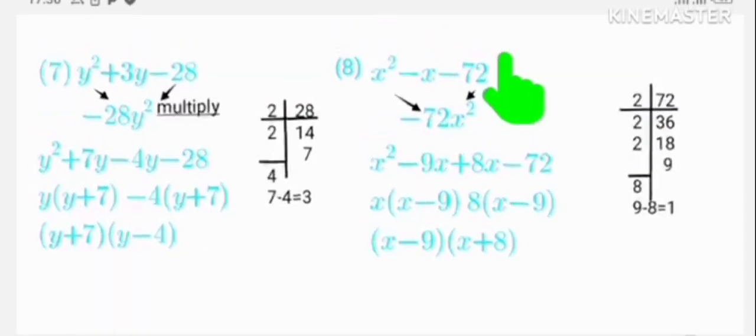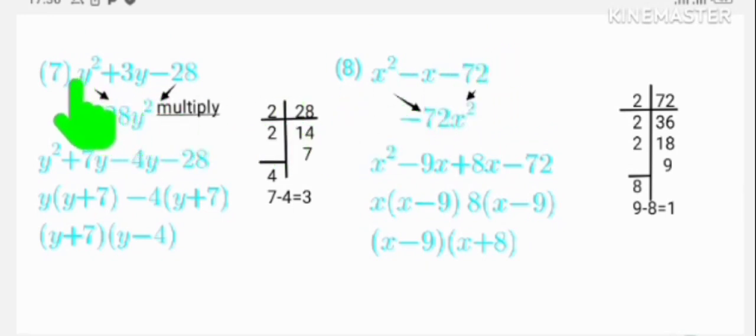Now for number 7, we have what? Y squared plus 3y minus 28. Just like I said earlier on, the first thing we do is what? Multiply the first and the last term. So we are going to have what? Y squared times -28. We are going to have what? -28y squared. That's the reason for my arrow indicating here. We are going to have -28y squared. Now let's forget about the negative sign and the y. Let's just focus on 28 and 3.